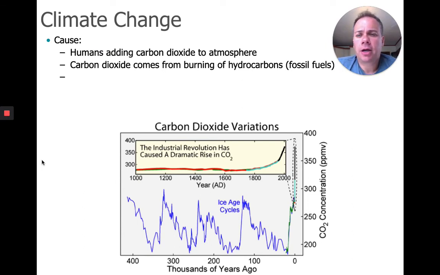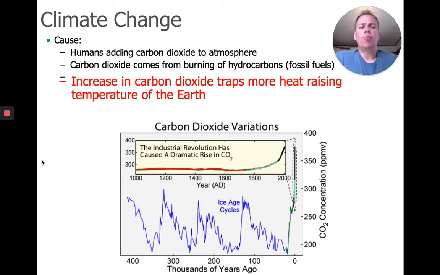Then the final environmental issue that I'll talk about is climate change. In my view, climate change is the most dangerous and concerning of these issues. And so climate change is caused when humans add carbon dioxide to the atmosphere. It traps heat at the Earth's surface and causes the Earth's temperature to rise.